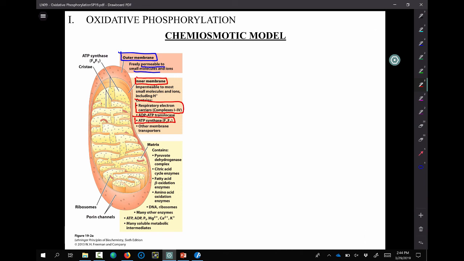And then finally, the matrix of the mitochondria is where the pyruvate dehydrogenase complex is found, and the citric acid cycle. When we get to fatty acid beta oxidation, that's going to be found there. We'll talk about amino acid oxidation, which is found there, and a whole bunch of other stuff. Very densely packed environment. The big thing to remember is that there is the inner membrane, then the space between the two membranes called the intermembrane space, and outside of that is the cytosol. And inside is the matrix.